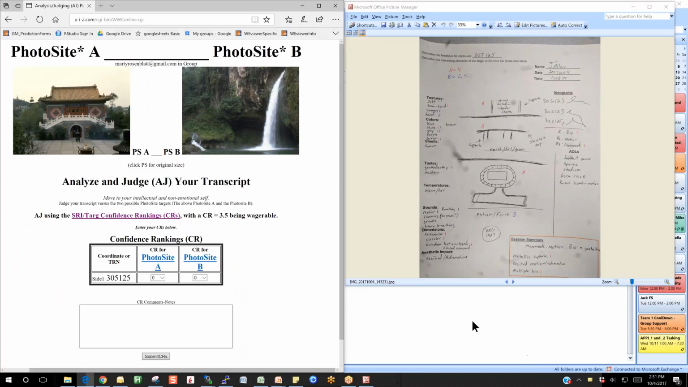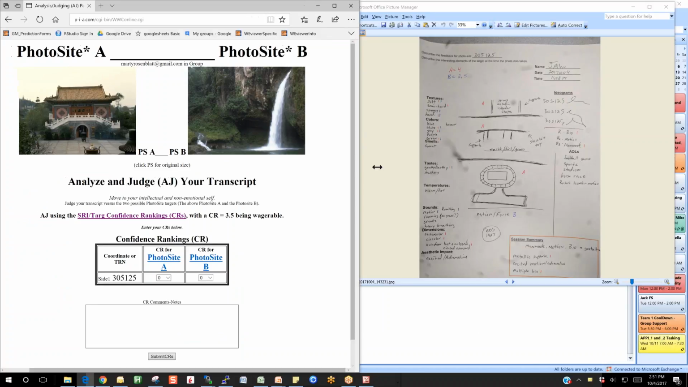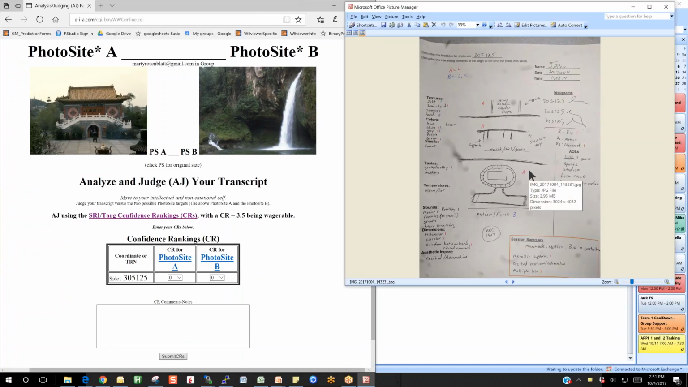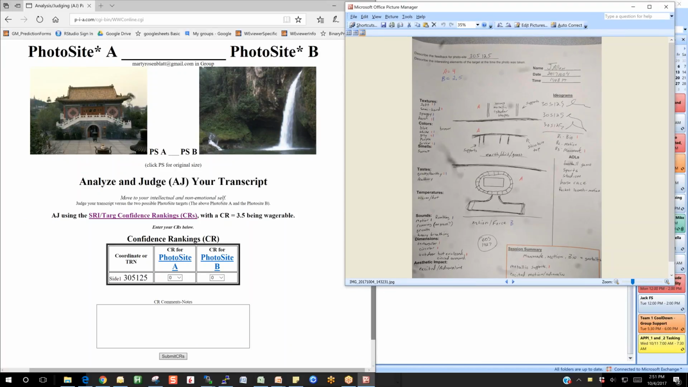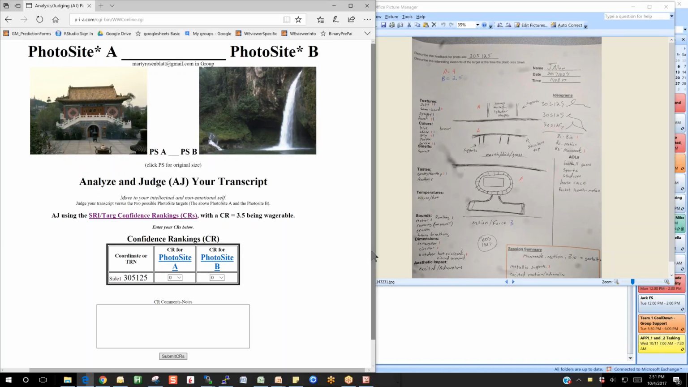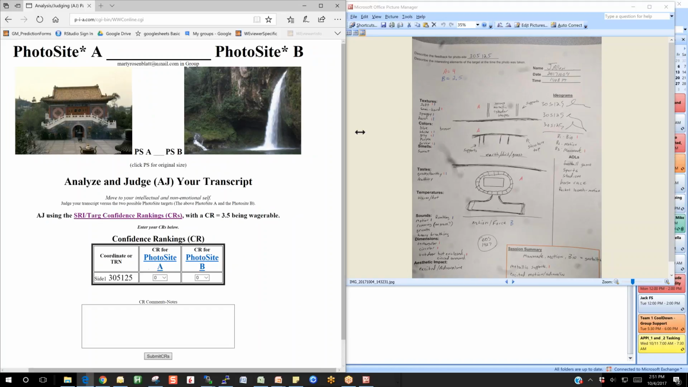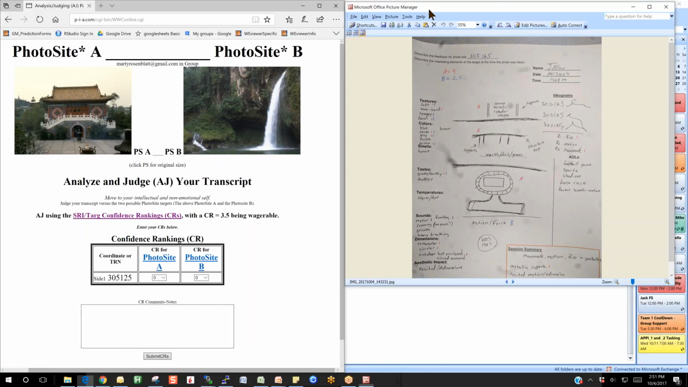Okay, so let's take a look at this now, and let's see if we can make John. There's John's. Here's the picture. I guess the way to do it is this way.